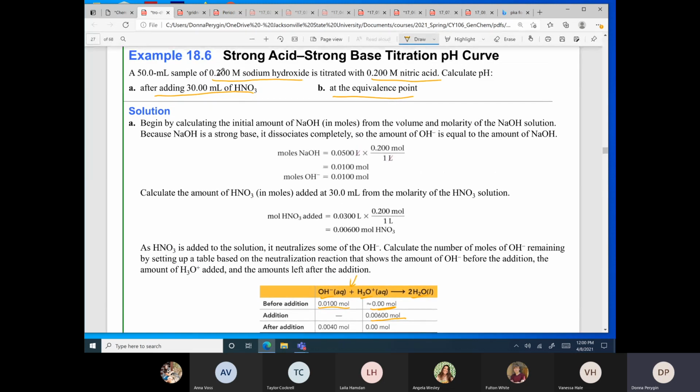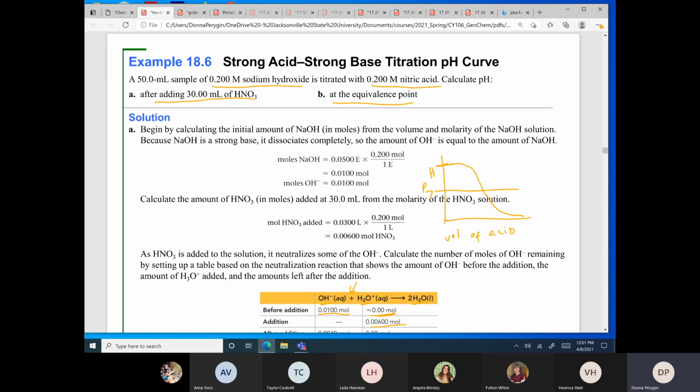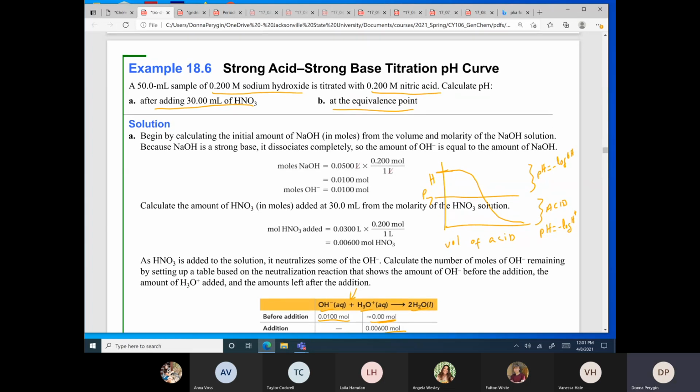At the beginning, we've got a 50 milliliter sample of 0.2 molar sodium hydroxide. If we have pH versus volume of acid, we're going to be starting in the high pH region and going to the low pH region. Let's say this is pH of 7. Anything in this range is going to be acid, so we would use pH is equal to the negative log of H+. Anything in this range is going to be base, so we would use pH is equal to negative log of OH concentration. All right, so we're starting out with sodium hydroxide.